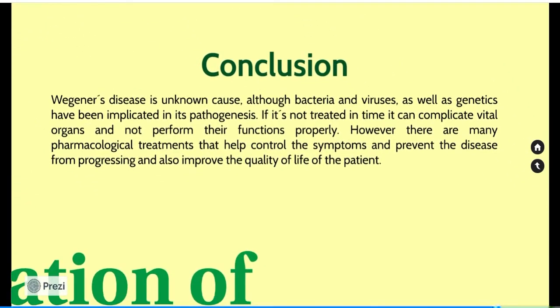Conclusion. Wegener's disease is of unknown cause, but bacteria and viruses, as well as genetics, have been implicated in its pathogenesis. If it's not treated, in time it can affect vital organs so that they do not perform their function properly. However, there are many pharmacological treatments that help control the symptoms, prevent the disease from progressing, and also improve the quality of life of the patient.